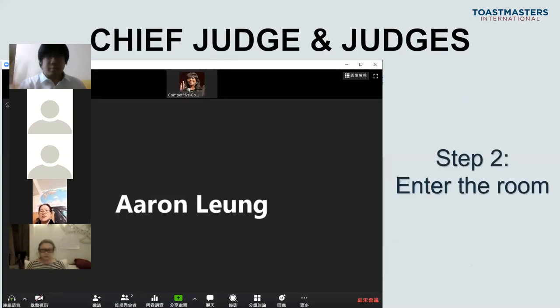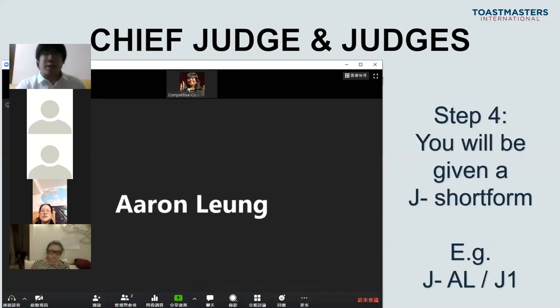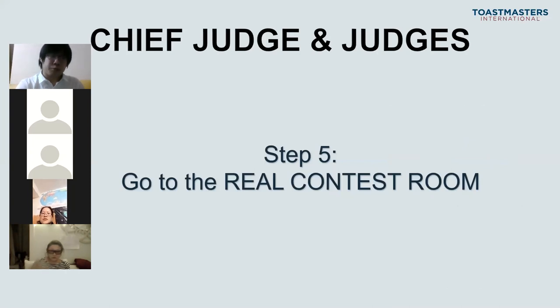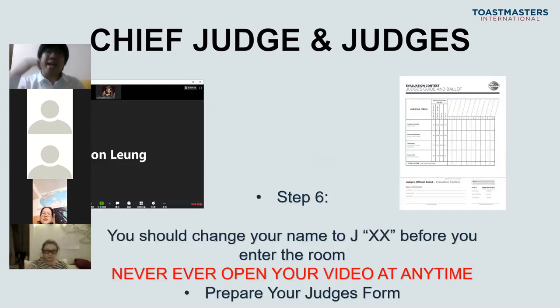Now enter the artificial room that the chief judge decides. Same protocol, and then you'll be given a code name, etc. It depends on how the judges want to do it. The final decision is up to them, not up to the Zoom master. After which, go to the real contest room for the judges and the chief judge. You must enter with your preset name, meaning that if you have preset yourself as JAL, then you have to enter the room as JAL. If you enter with a different name, we will not accept you because there's a waiting room that bars you from it. Never open your video at any time, because your identity is confidential for judges.